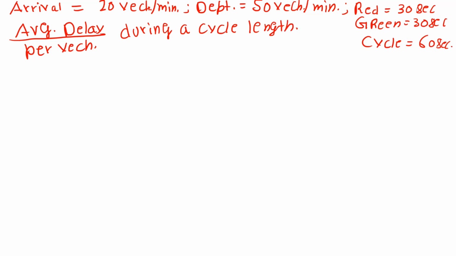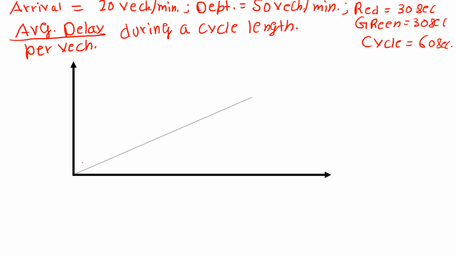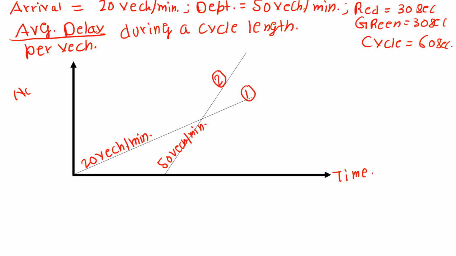So now let us plot all this data on a graph and try to get a solution to it. This is the arrival line, that is, arrival rate 20 vehicles per minute would be the slope of this line. Let us call this line 1. This would be the departure line. Let us call this line number 2, and the slope of this would be 50 vehicles per minute. This axis would represent time. This axis would represent number of vehicles.